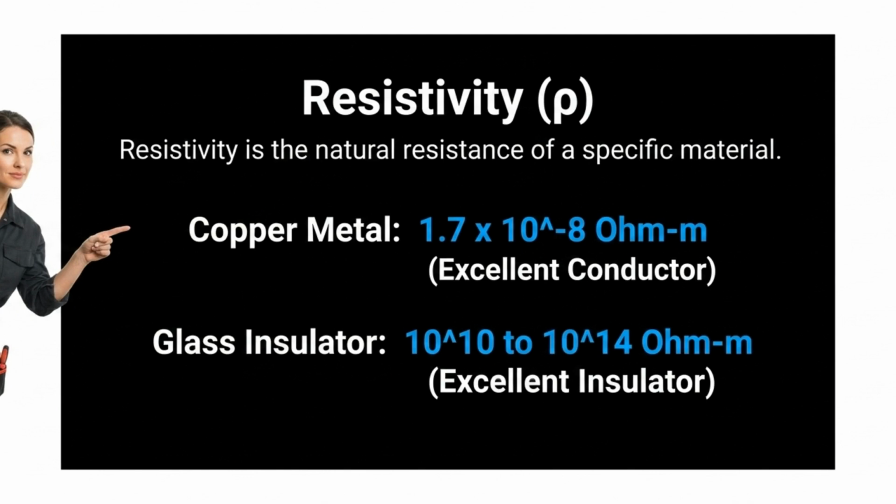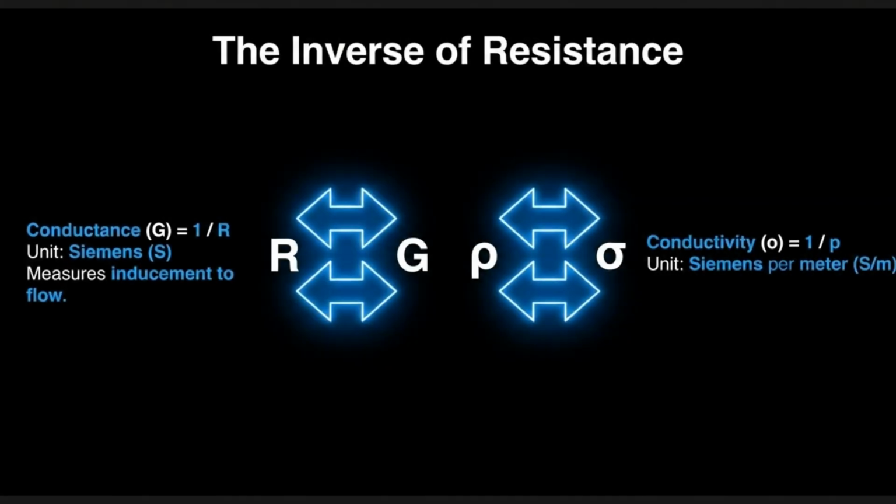For example, copper metal is an excellent conductor with very low resistivity, whereas glass is an excellent insulator with very high resistivity. Conductance G is the inverse of resistance, measuring the inducement to flow. Conductivity, sigma, is the inverse of resistivity, and its unit is Siemens per meter.